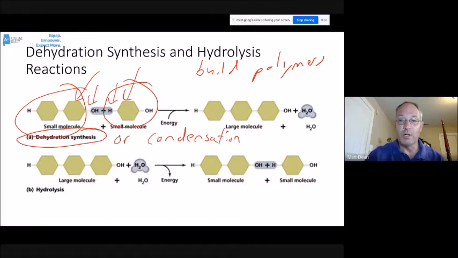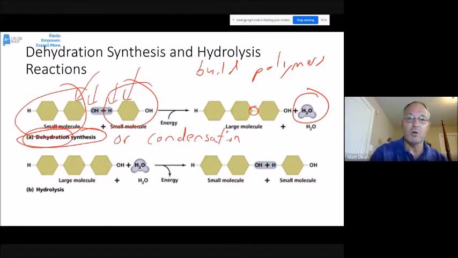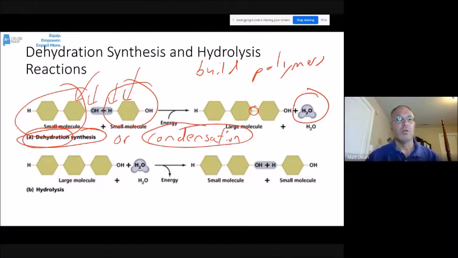So those molecules join together. We can see that bond right here. And the H and the OH come together to form water. And that's why you hear these called dehydration or condensation reactions. Oftentimes, this requires an input of energy to make this bond form. Not always, but usually. So dehydration or condensation reactions take monomers and put them together to make bigger molecules, polymers or macromolecules. And in the meantime, they release water.